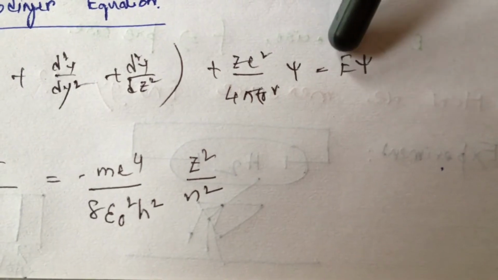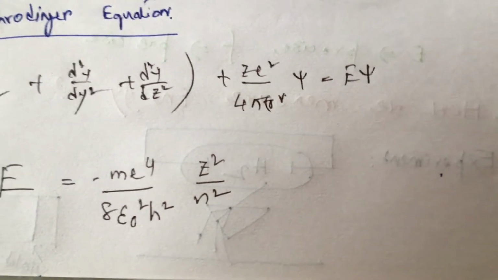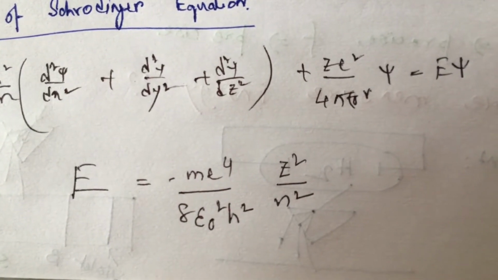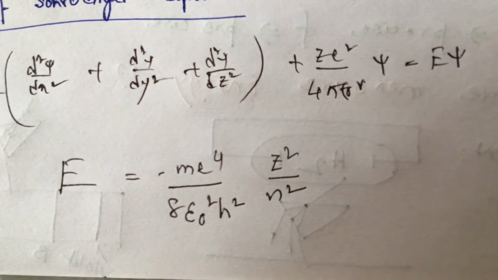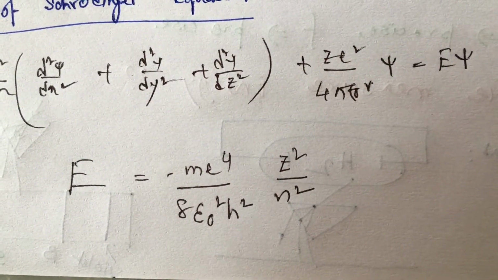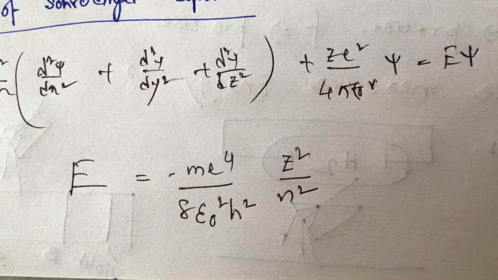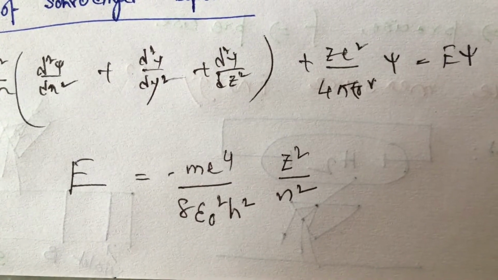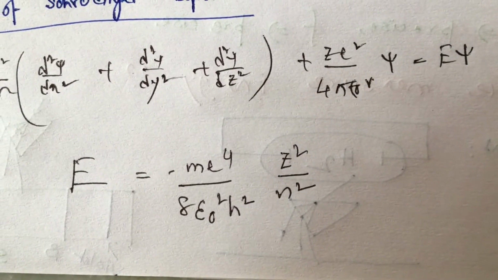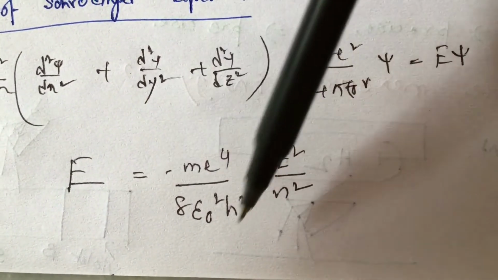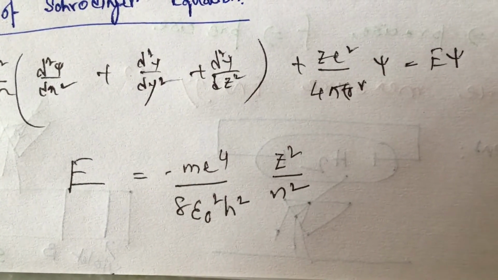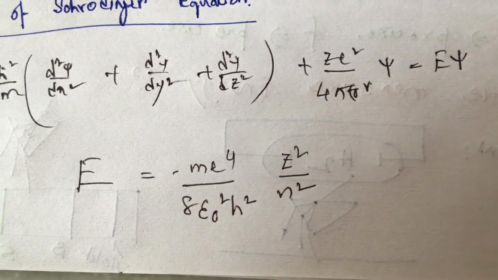E is the energy of the electron, and we have solved that the energy of the electron is minus m e to the power 4 by 8 epsilon 0 square h square, times Z square by n square, where h is the Planck constant, epsilon 0 is the permittivity of free space, and so on. I have just explained it. And so this is my constant term, which is the Rydberg constant, and its value is 13.6 electron volt.